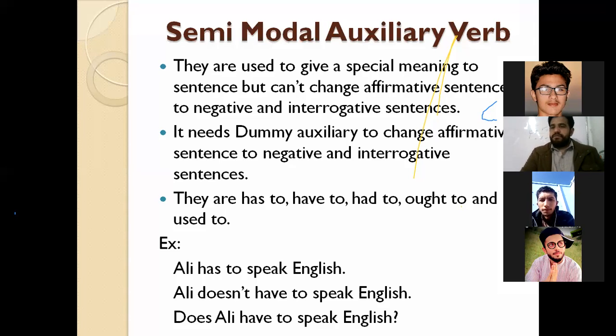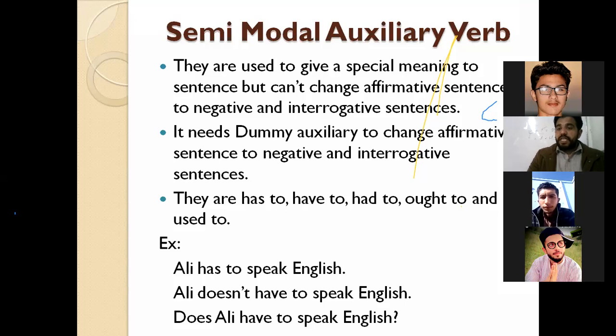Because of has. But if you think about a negative sentence, it is a semi-model auxiliary. The semi-model auxiliary changes to negative by the help of does not. We make the negative: Ali does not have to speak English.